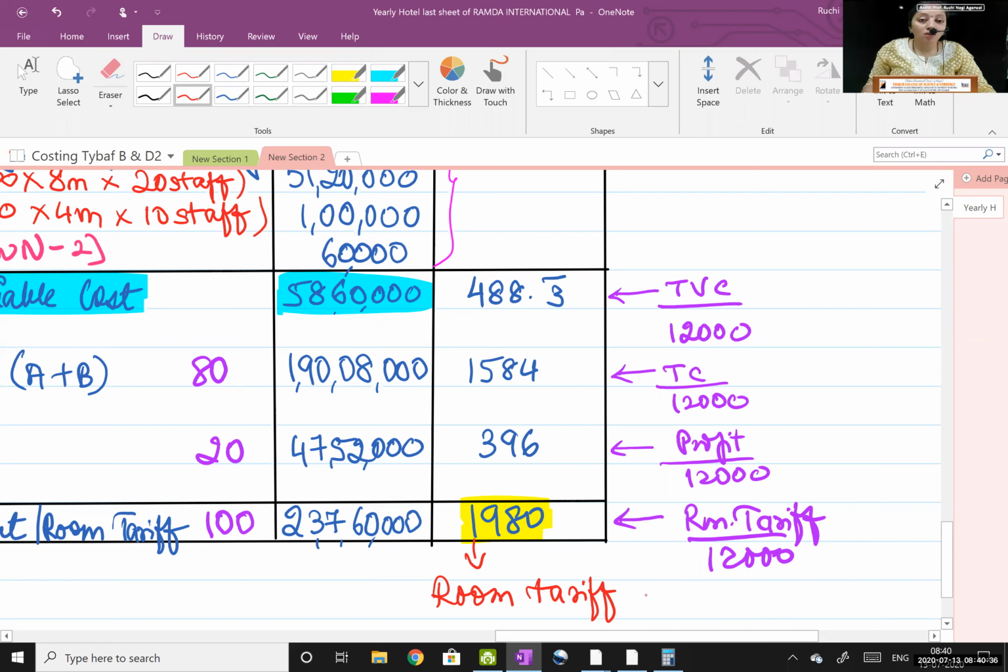So what is the revenue? 1,980 per room per day. Don't forget that. And what is the cost? This is the cost price, 1,584.